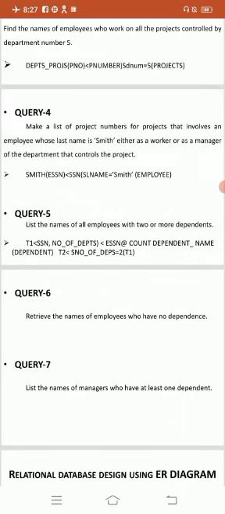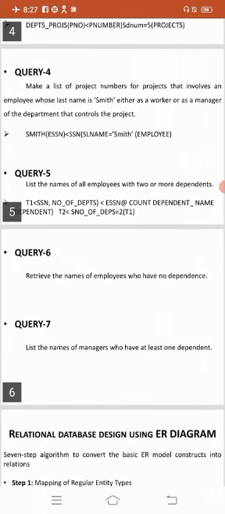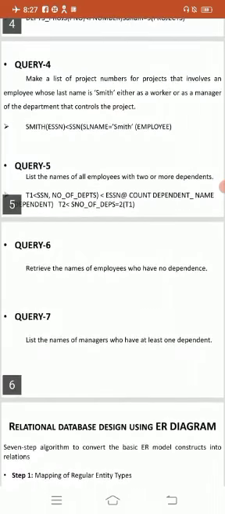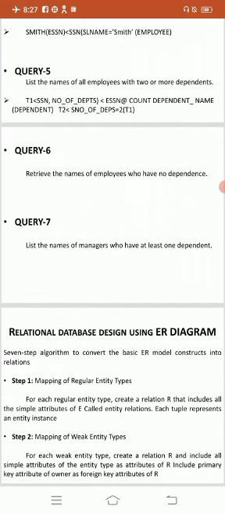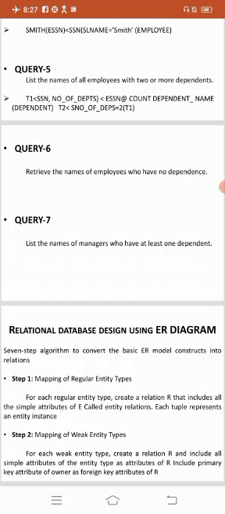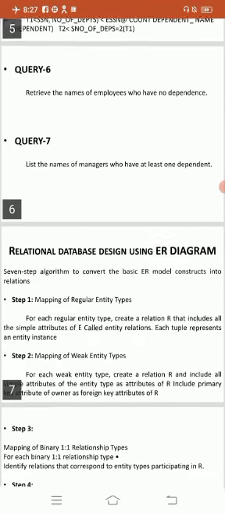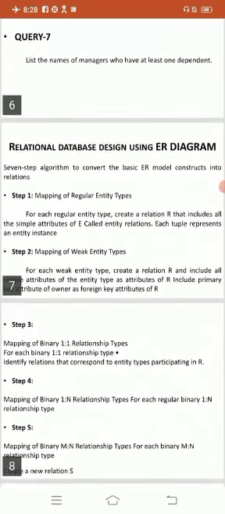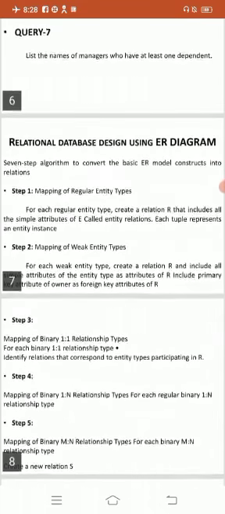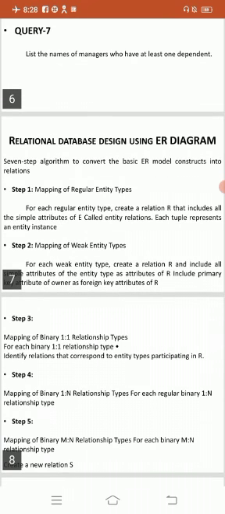Okay, fine. So query 5 tells list the names of all employees with 2 or more dependents. Query 6, retrieve the names of employees who have no dependents. And then query 7, list the names of managers who have at least one dependent. So totally 7 queries are there. That is called the example queries available in relational algebra. Okay, fine.